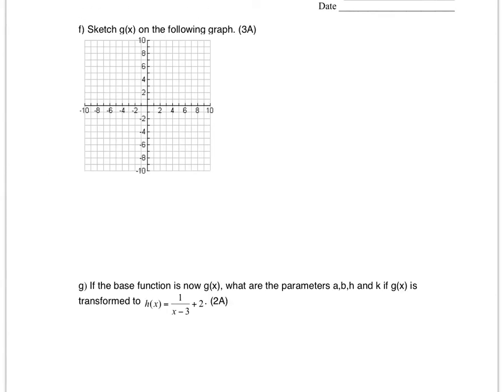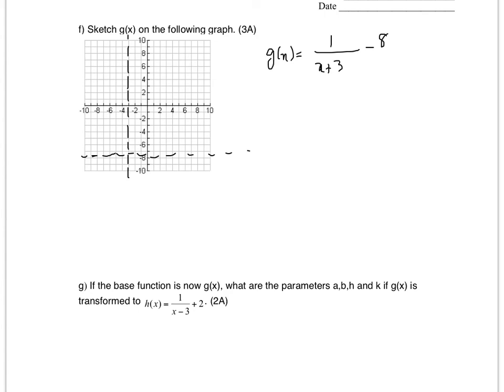Now to graph g of x, I know the vertical asymptote we found before is x equal to negative 3, which is going to be a vertical line like this one. And our horizontal asymptote we found is y equal to negative 8, which is going to be this line. Now we have to find the x-intercept and y-intercept. Remember that the function g of x is 1 over x plus 3 minus 8.